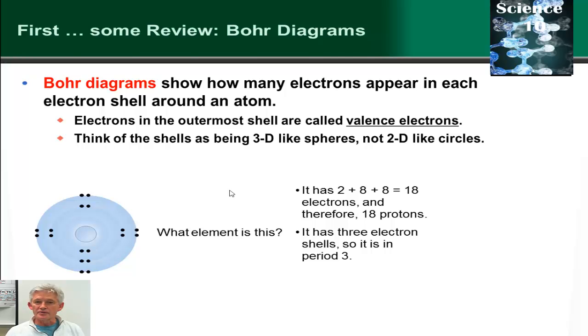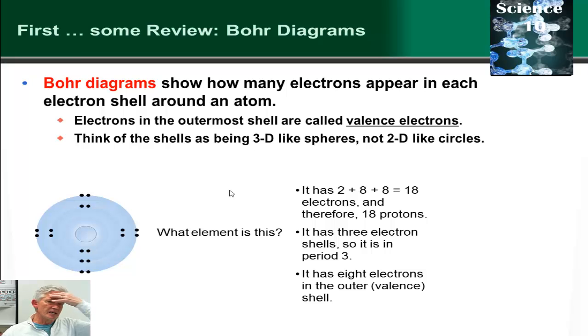So it has 3 electron shells. I mean, look at all the information it's giving you just by looking at a Bohr diagram. It's telling you have 3 shells, therefore you know it's in period 3. You know it has 8 electrons in its outer or valence shell. There's other information as well. You should be able to draw the mass number. You should be able to write it in atomic notation.